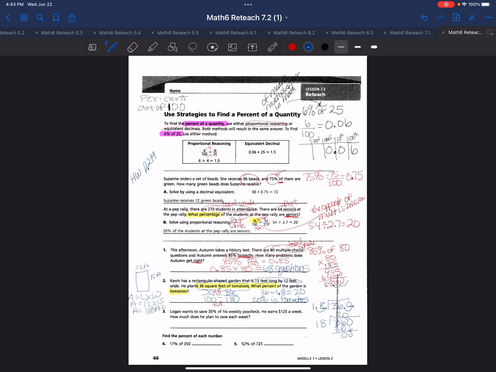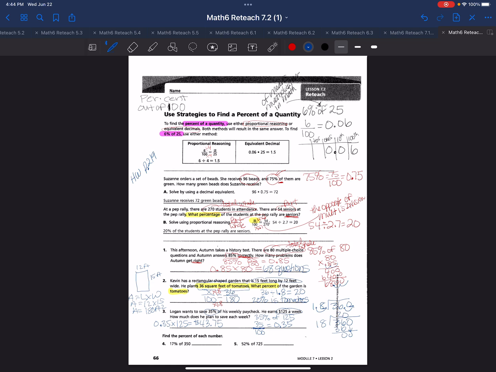All right, Logan wants to save 35% of his weekly paycheck, and his paycheck is $125 a week. So we know we're calculating 35% of 125. 35% is 35 over 100, which is 35 hundredths. That's your decimal. So I multiply 35 hundredths times 125, and I get $43.75 savings each week.